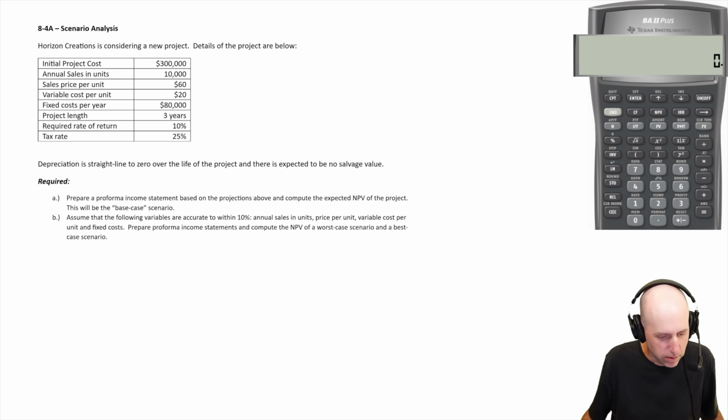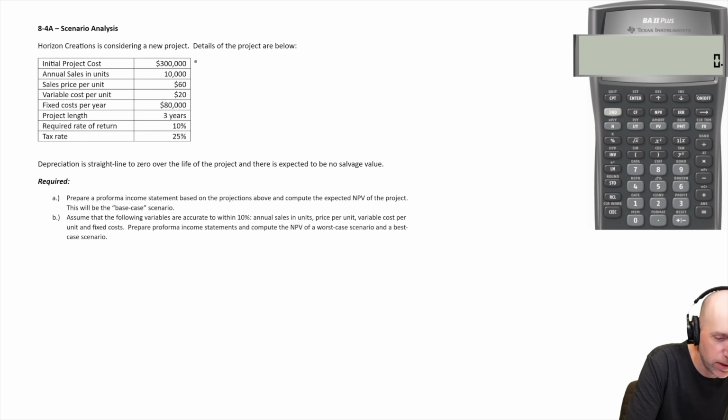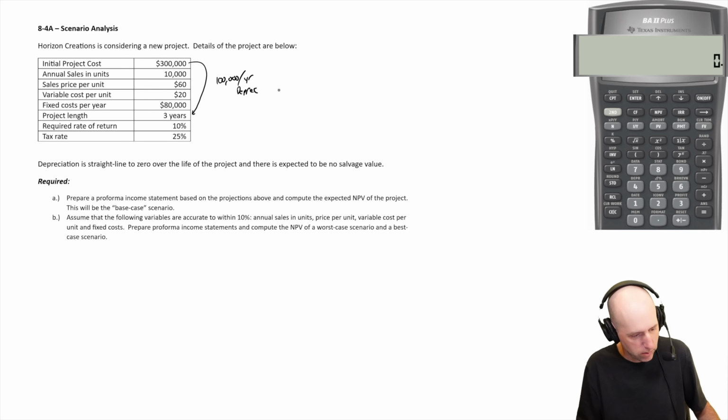Depreciation is straight line to zero over the life of the project. So that's giving us depreciation information. We have a $300,000 project. It's going to last 3 years. That's $100,000 per year in depreciation. Just 300,000 divided by 3.